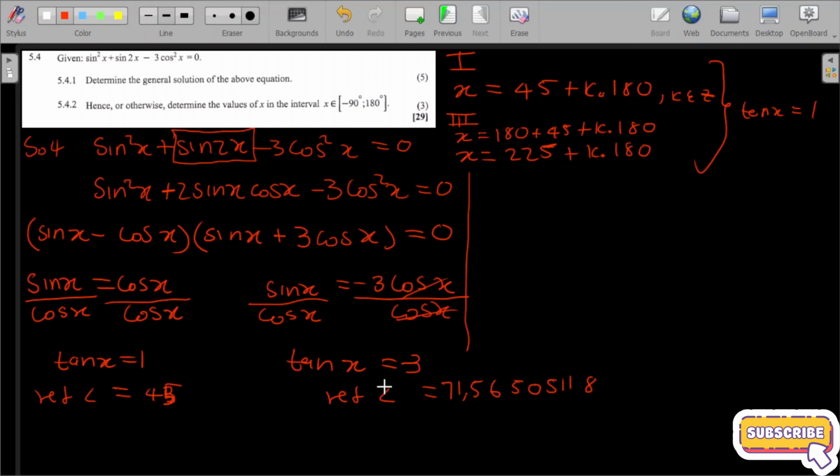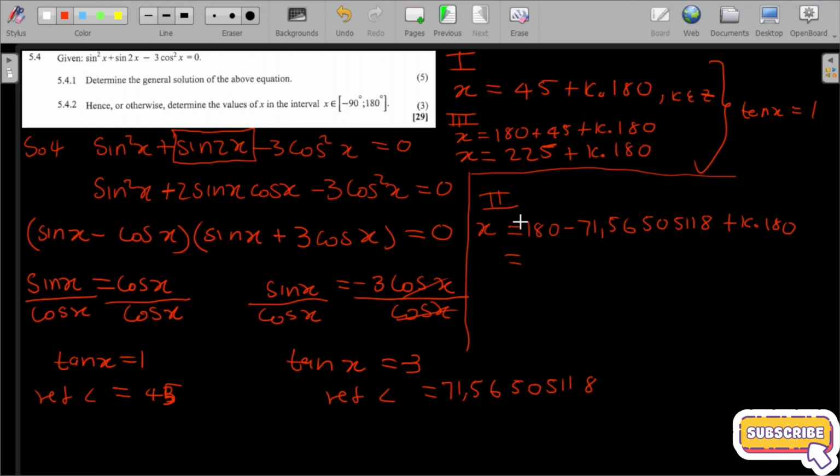Now let's find another one where tan x is equal to negative 3. Where do we find tan negative? In what quadrant? We're getting it on the second quadrant. So my x is going to be equal to, what do we get on the second quadrant? We are getting 180 minus your reference angle. So it's going to be 180 minus 71.565051118, plus k times 180.